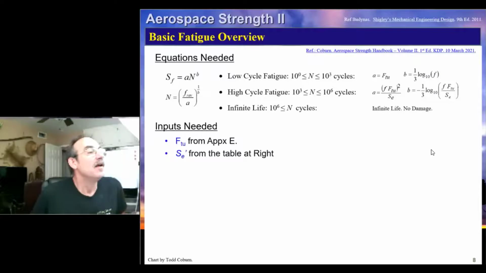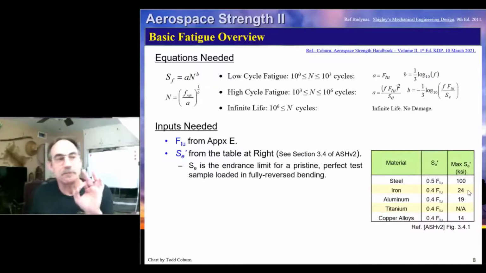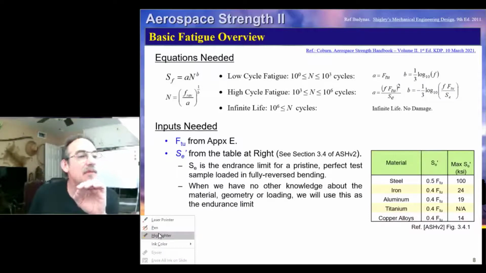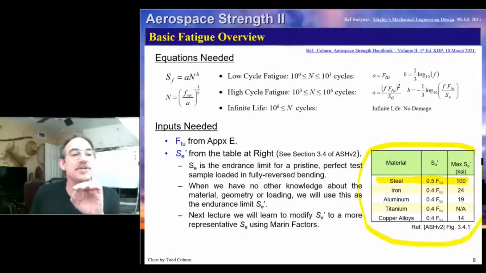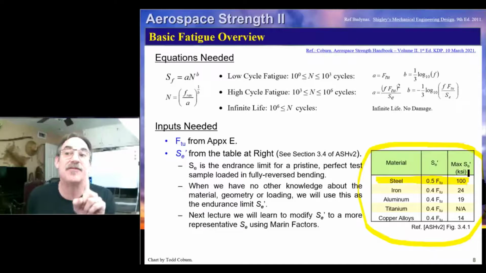We're going to need to start with FTU. We learned about steels and we found that steels have this relationship, right? Now I'm telling you, these are the S of E primes that we're going to use for other materials. This lecture is lecture 3. Next time we're going to cover endurance limit, but there's one thing you need from that chapter of your text, and that's this table. For this homework, you need to be able to grab any of the appropriate materials.